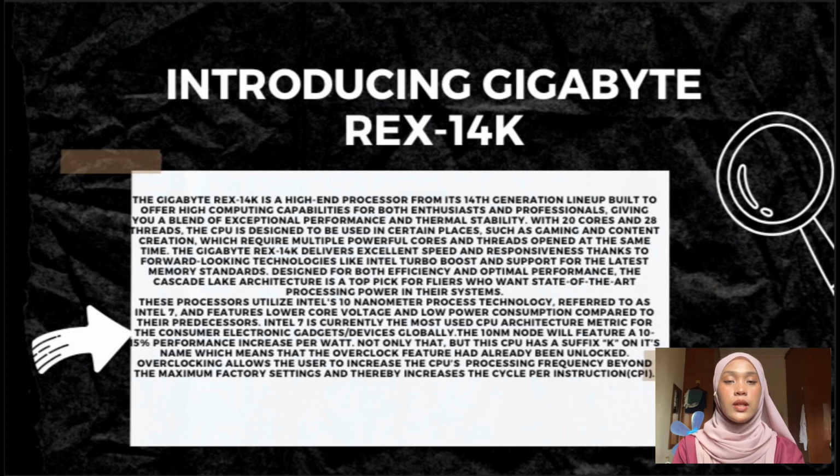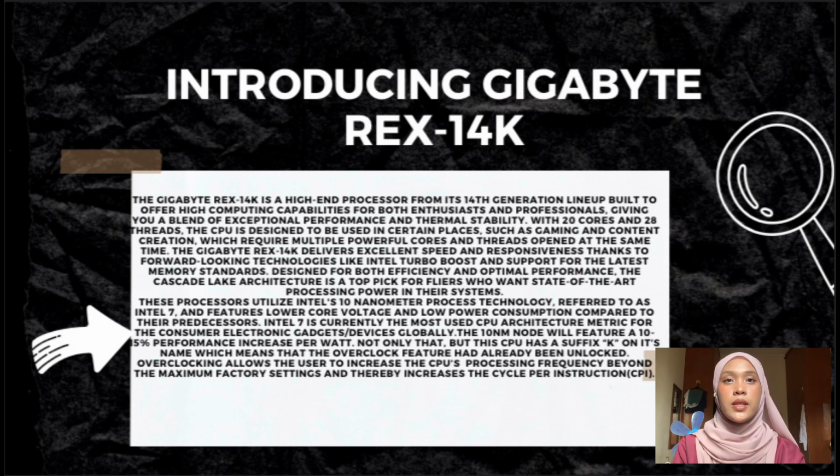These processors utilize Intel's 10nm process technology, referred to as Intel 7, and feature lower core voltage and low power consumption compared to their predecessors. Intel 7 is currently the most used CPU architecture metric for the consumer electronic gadgets devices globally. The 10nm node will feature a 10 to 15% performance increase per watt.